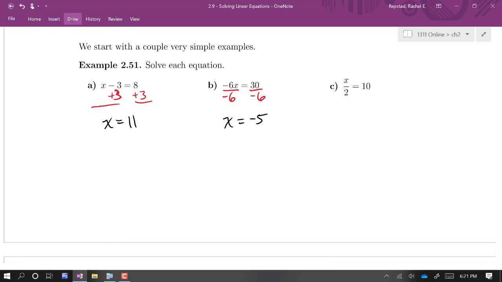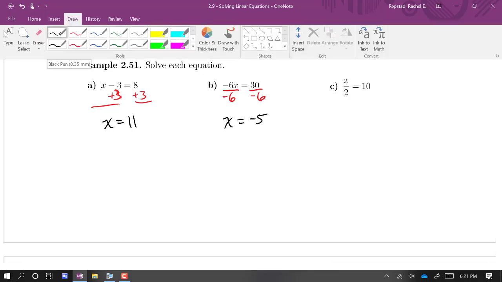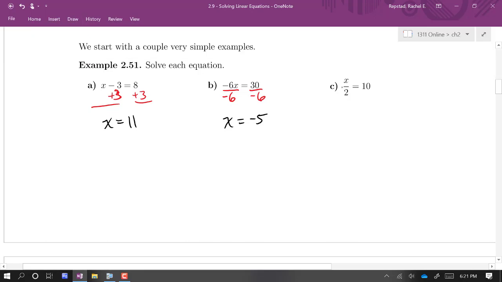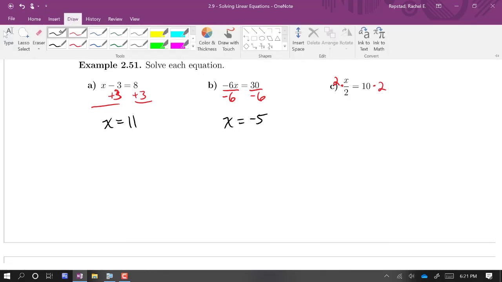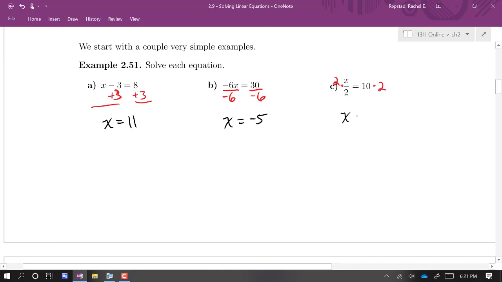And last, x is being divided by 2. I am motivated to multiply by 2 because that's what will isolate the x. And because I want to multiply by 2 on the left, I also have to multiply by 2 on the right. And we get the result x equals 20. Again, none of these results are surprising, but I wanted to illustrate this general principle that we have to follow. We're going to be motivated to do certain operations on one side. We just have to make sure we keep the balance.